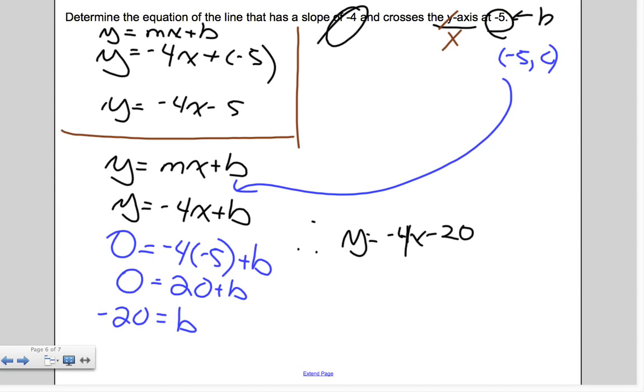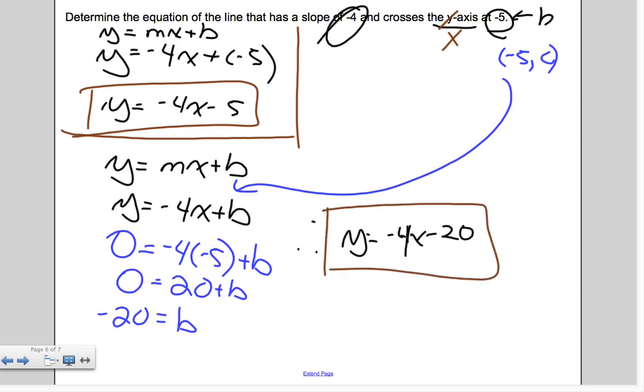Just going to ask one last question. How can you describe these two lines? They're parallel, thank you. These two lines are parallel.